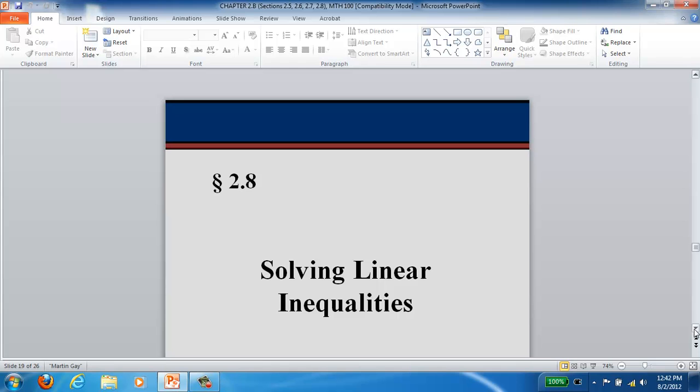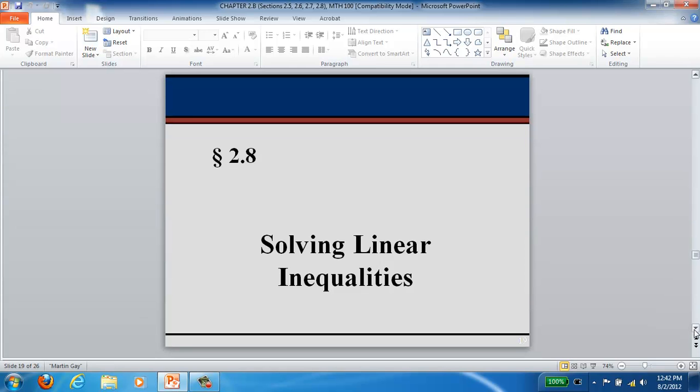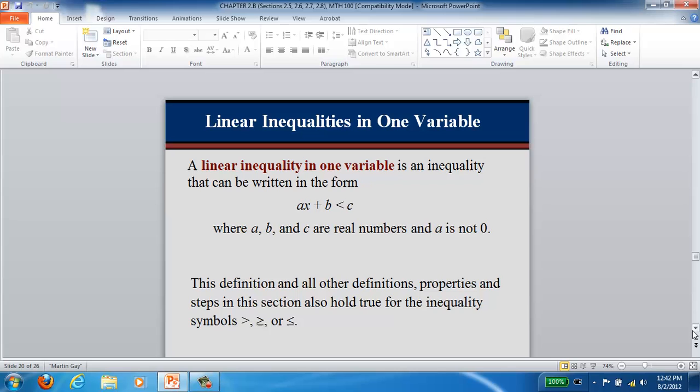Solving linear inequalities is section 2.8. A linear inequality in one variable is an inequality that can be written in the form ax plus b is less than c, where a, b, and c are real numbers and a is not equal to 0. The definitions, properties, and steps in this section also hold true for the inequality symbols greater than or equal to, or less than or equal to.